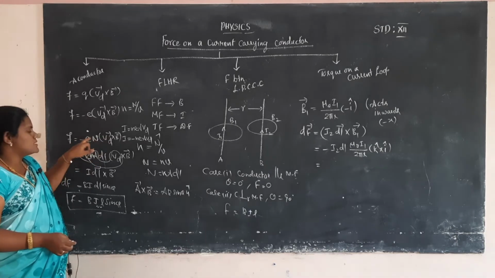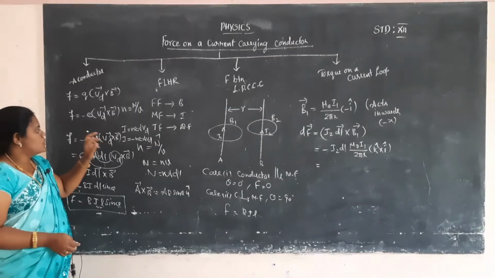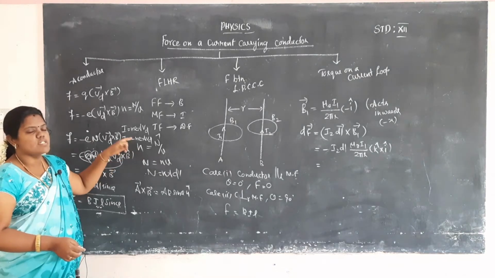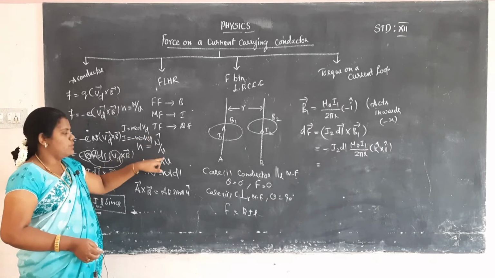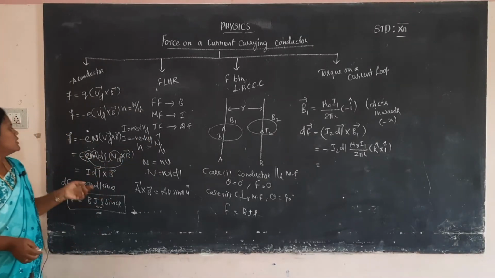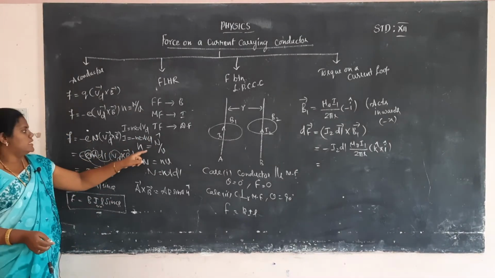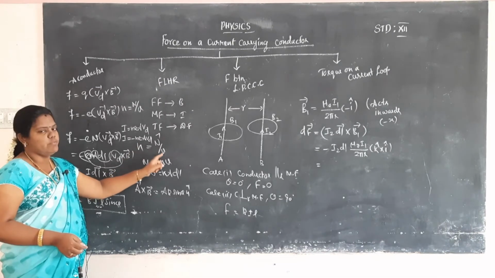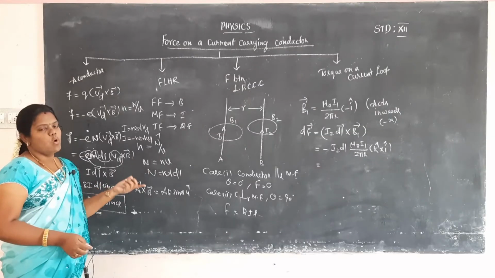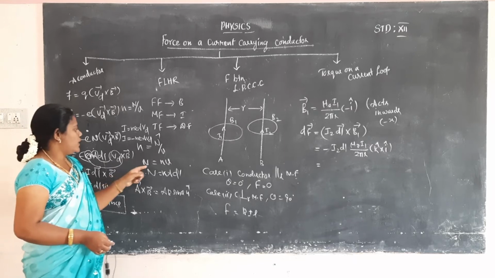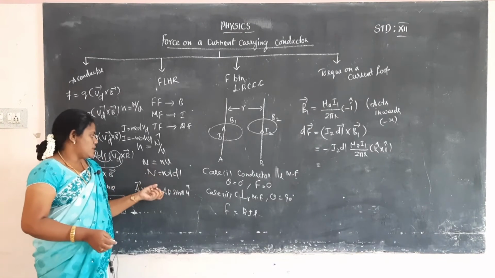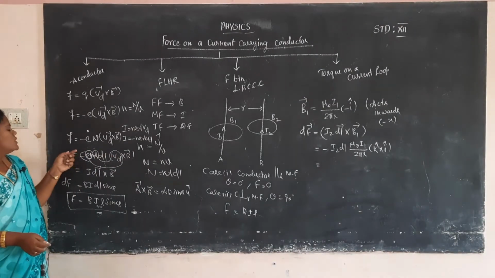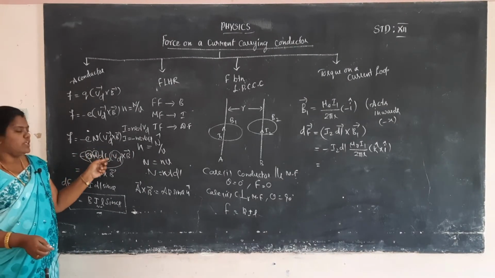N is the number of electrons in the conductor. Small n is the number of electrons per unit volume. So we change N to small n into V, where V is volume. Volume is equal to area into length, so A into dl. So N is equal to n into A into dl. We substitute the N value in this equation, so e n A dl Vd cross B.